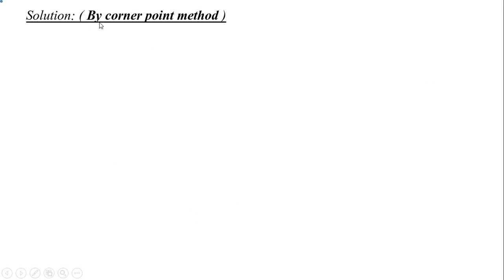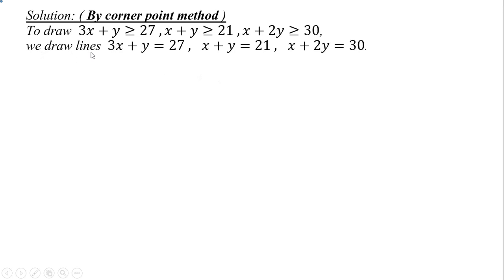We are going to solve this example by corner point method. To draw the solution sets of these inequations, 3x plus y greater than or equal to 27, x plus y greater than or equal to 21, x plus 2y greater than or equal to 30, we draw lines 3x plus y equal to 27, x plus y equal to 21 and x plus 2y equal to 30. Now to draw these lines, we prepare one table in which we find the x-intercept and y-intercept of each line to make it easy to draw the line.